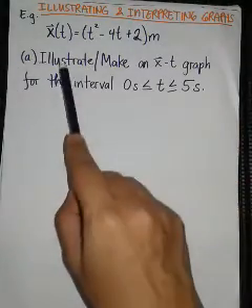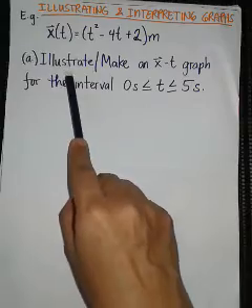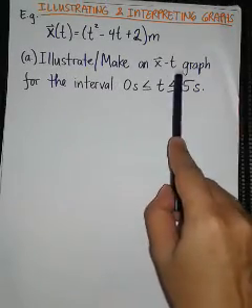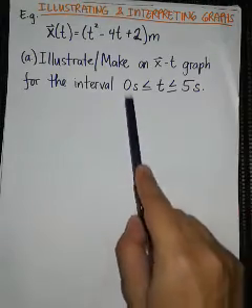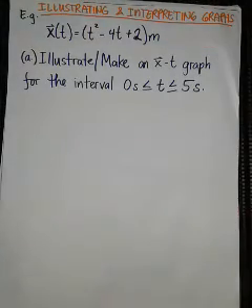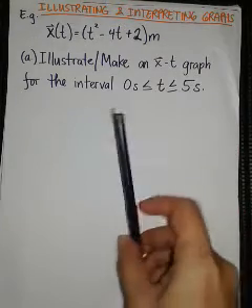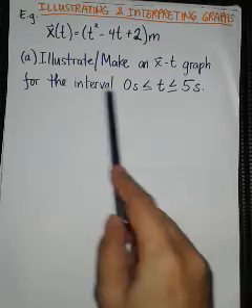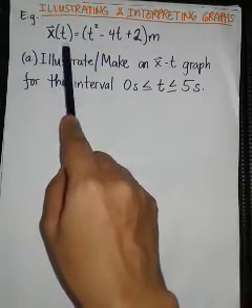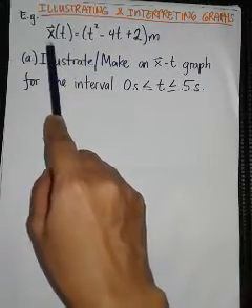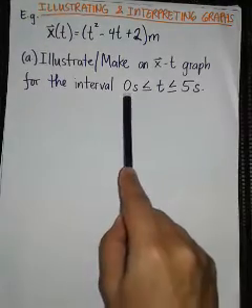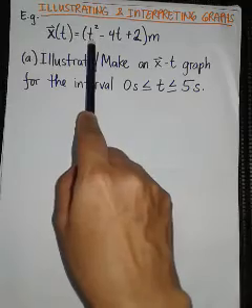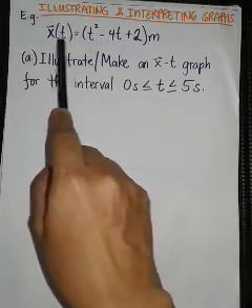Requirement A, we have to sketch an x-t graph, or a position versus time graph, for the interval between 0 to 5 seconds. So how do we do this? First, we put in different values of t from 0 to 5, and then we will have corresponding values for x, meaning at any time that we substitute here, that will be the position of that particle.